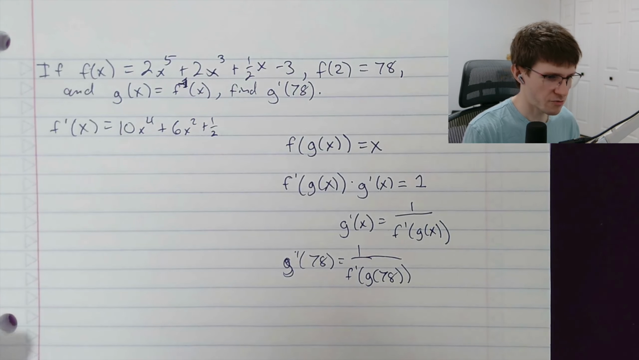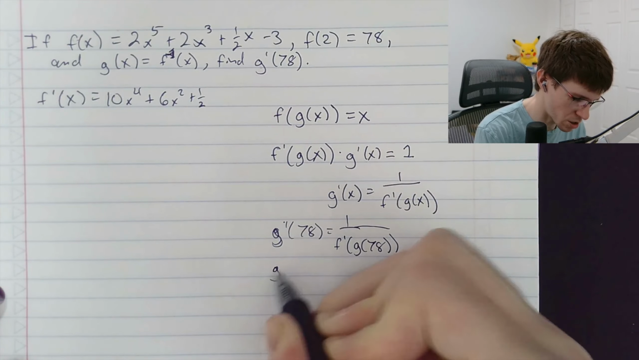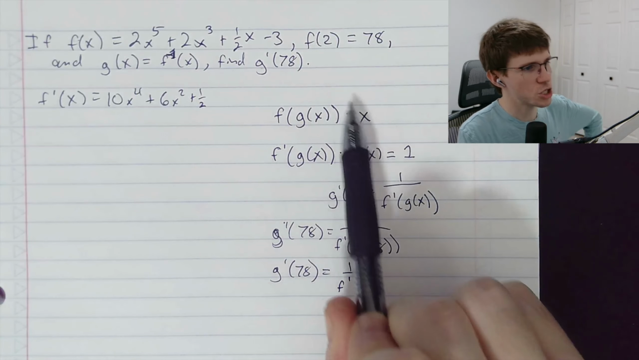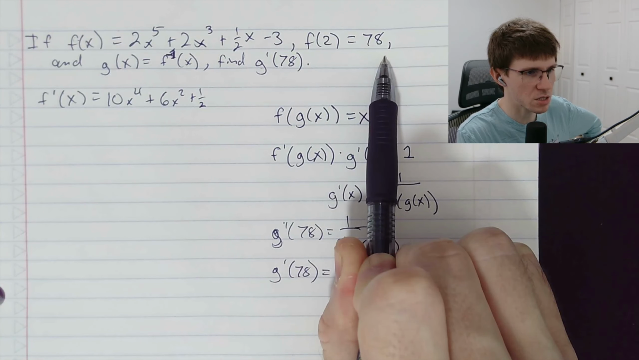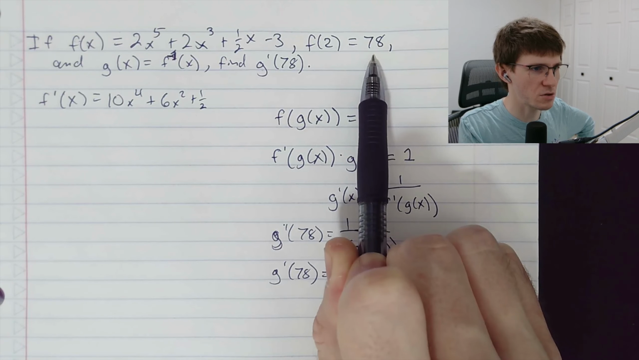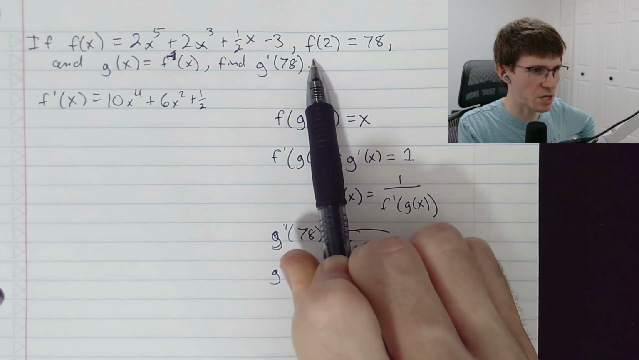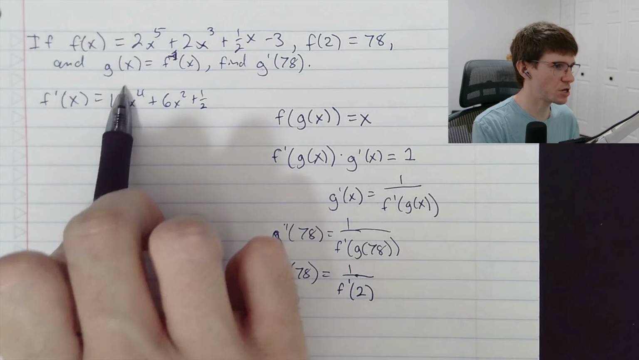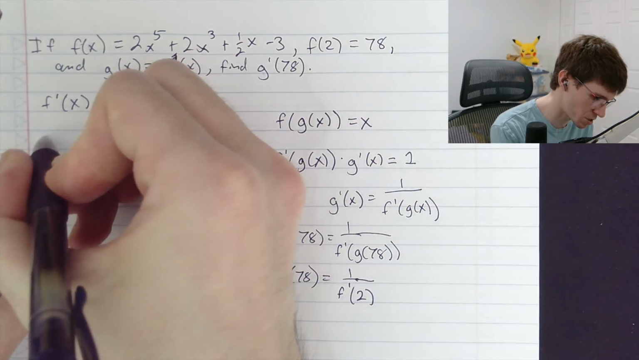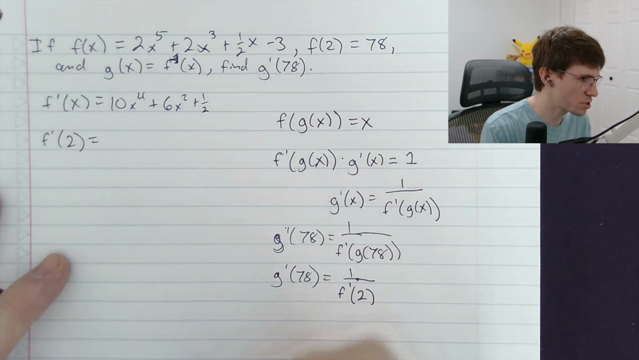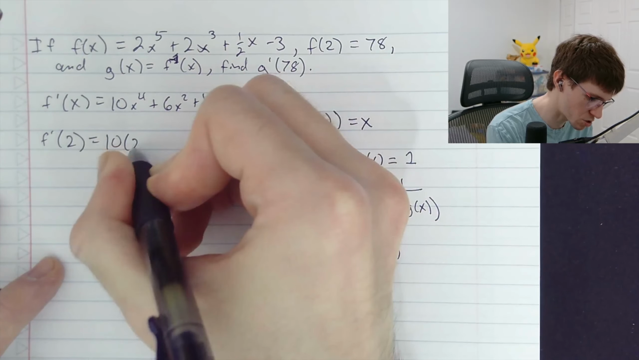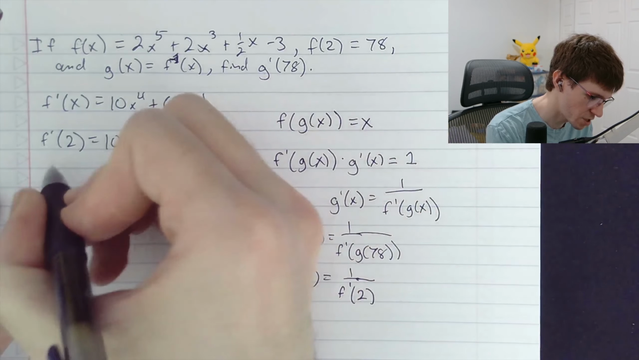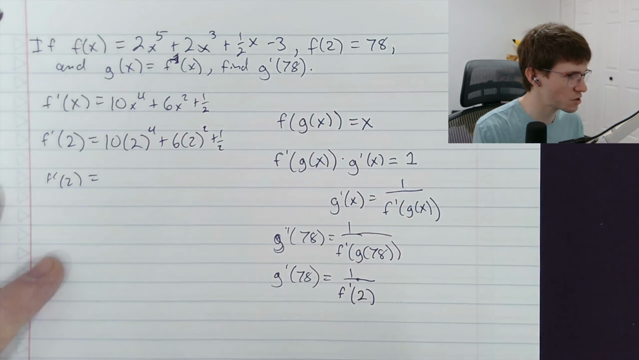So therefore, one more step, continuing on, g prime of 78 is equal to 1 over f prime of g of 78. g is the inverse, so g of 78 is the same thing as asking what value for x do you plug into f to get 78, so you get 2. So f prime of 2 is what we're finding. And as I said earlier, you're going to need to take this derivative anyways, and we're plugging in 2 into this thing. So let's plug in 2 into this guy. If you plug in 2 here, you get 10 times 2 to the 4th power plus 6 times 2 squared plus 1 half.